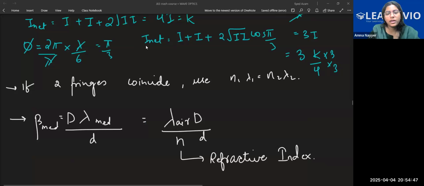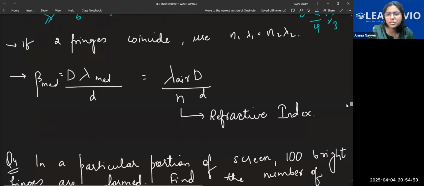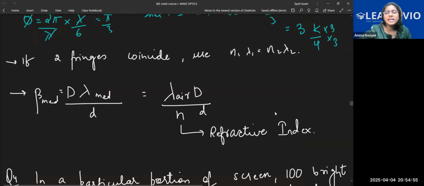Okay, look, just one more topic. I think we'll not be able to complete this chapter today. Some portion will be left that I'll discuss tomorrow. Small portion is only left of polarization and diffraction.